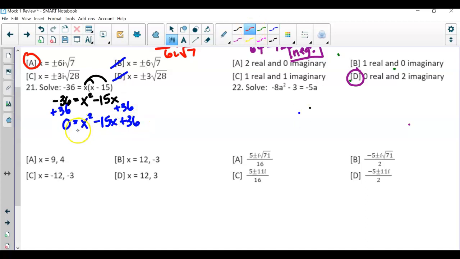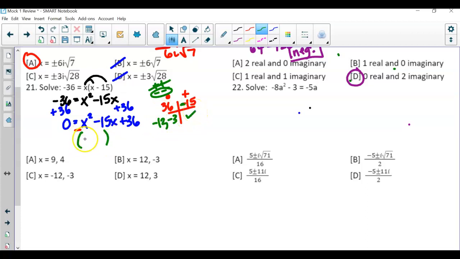Now notice how a is just 1 here. x squared is by itself, so we can go straight to the table. What numbers multiply to get you 36, but add to get you negative 15? Notice how we're multiplying to get a positive, so the signs have to both be positive or both be negative. We're adding to get a negative 15, which means they both have to be negative. Here I could look through and use answer choices if I need to, but in this case, we would have negative 12 and negative 3. Add those together to get negative 15.